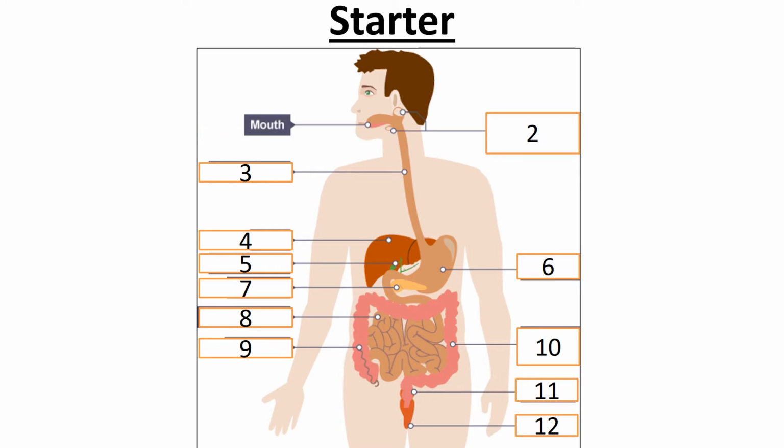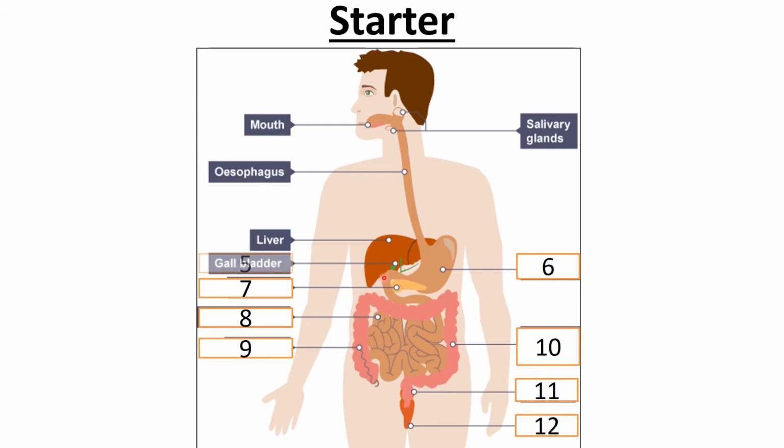So number 1 is the mouth. 2 might have been a bit tricky. The back of your mouth, you've got 2, the salivary glands, and saliva is mentioned because it contains enzymes, which we've encountered before, so they start to break down the food in the mouth. 3 is the esophagus, so one of the 2 tubes at the back of your mouth. And then 4, that is the liver. 5, well done if you got this, that is the gallbladder, which produces bile, which helps break down fat.